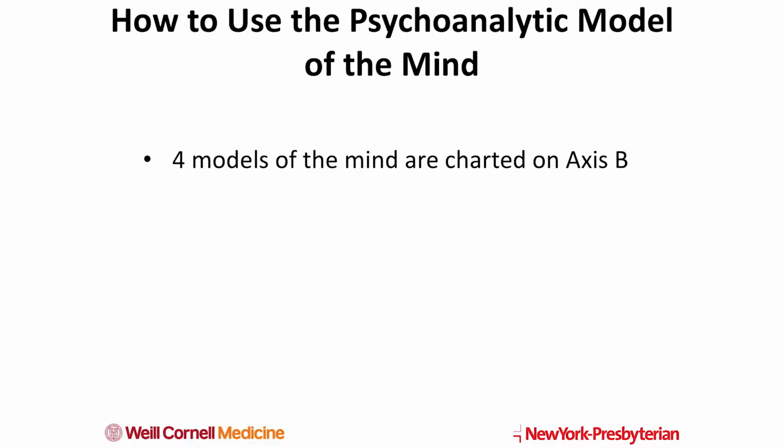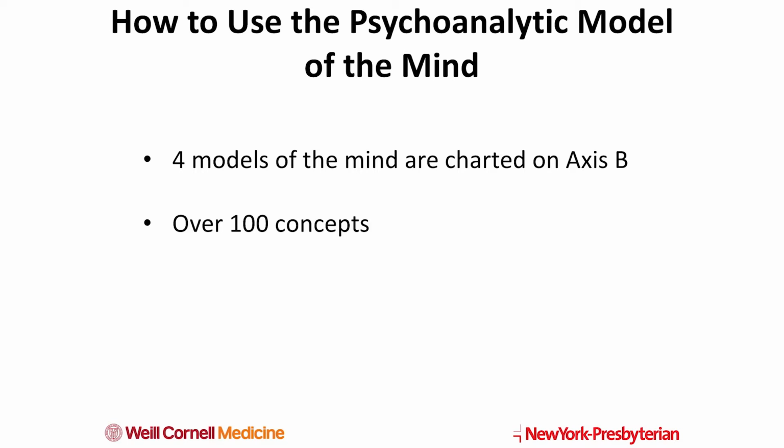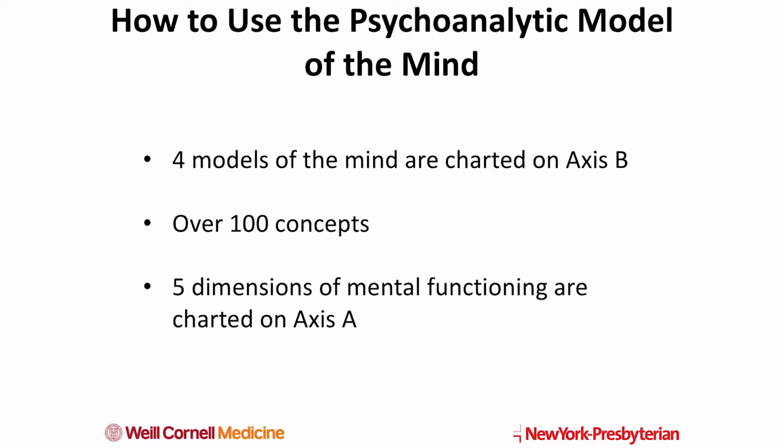When we look at the chart in table number 10, the first thing we see is that there are 4 models of the mind charted on axis B and over 100 items or concepts on the rest of the chart. In other words, the sheer contents of the psychoanalytic model of the mind threatens to overwhelm us and to make the concepts hard to use. However, the chart is organized so as to help us see that these 4 models can be used together even while remaining distinct. If we look on axis A, we see there are 5 parameters or dimensions of mental functioning about which each model has much to say.